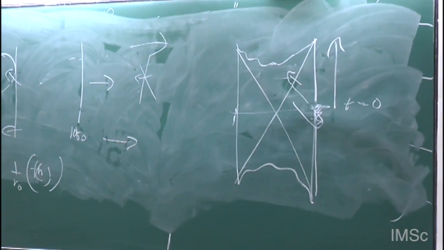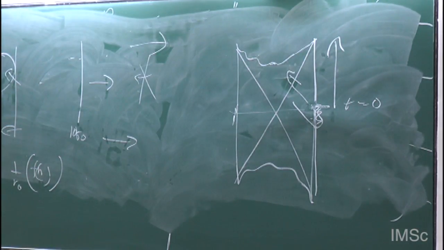So there is no outgoing mode at infinity. There's no outgoing mode or ingoing mode. I mean, this is like Dirichlet boundary conditions at infinity. Okay?